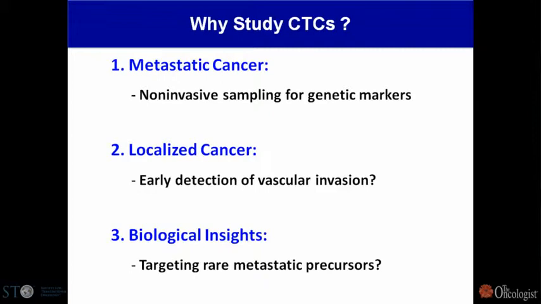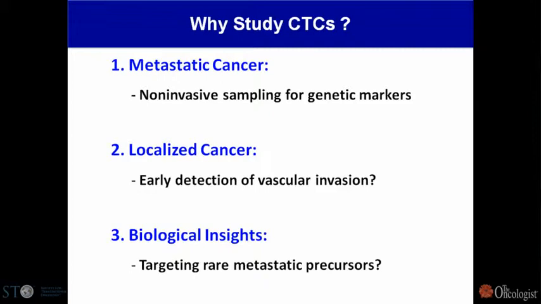So I'm going to talk first about metastatic cancer, and that's the idea that we may be able to non-invasively sample tumor cells from the blood and help us adjust the therapy for patients known to have cancer. I'll touch a little bit on some earlier data in terms of localized cancer and the idea that if these cells can be picked up earlier, if blood vessel invasion is picked up earlier, there is some hope for early detection of vascular invasion, which I think could be very, very promising if the technology can take us there.